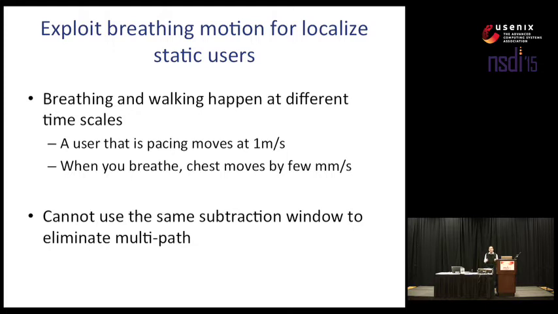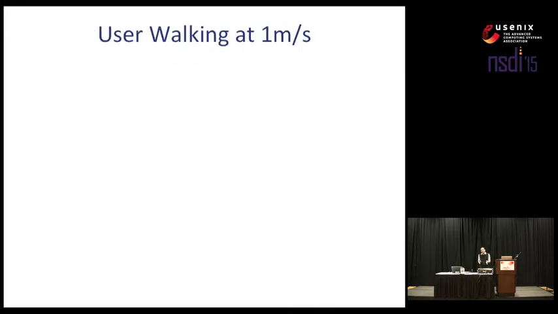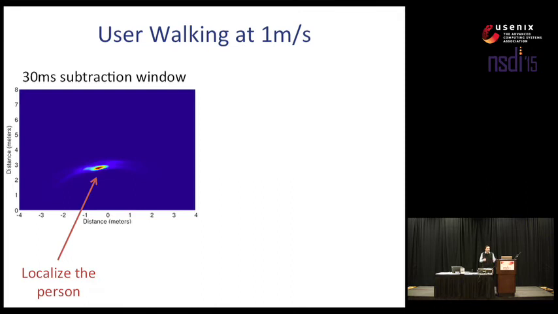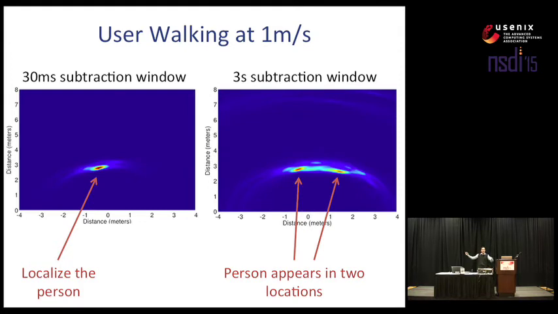If we use a 30 millisecond subtraction window, then the person will have barely moved. By subtraction, you will find his location accurately, as you can see over here. But if we use a 3-second subtraction window, then during these 3 seconds, the person will have moved by 3 meters. After you perform subtraction, you will eliminate the static multipath, but the person will appear in 2 locations, the first location and the final location.